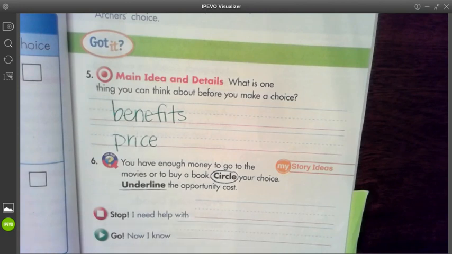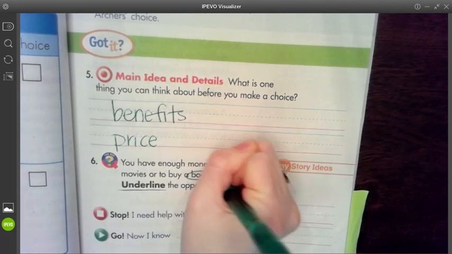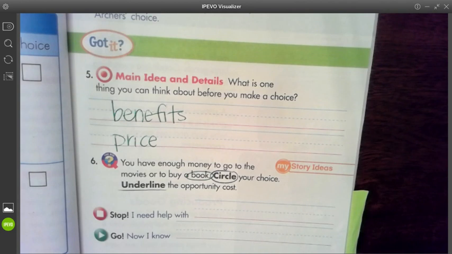So think about it. They're around the same price because you only have enough money for one. So think about the benefits of each. Okay, the movie is only one time. The book might, because it depends what book you get, if it entertains you longer, things like that. So I would probably pick the book because I like to read more than watch movies.